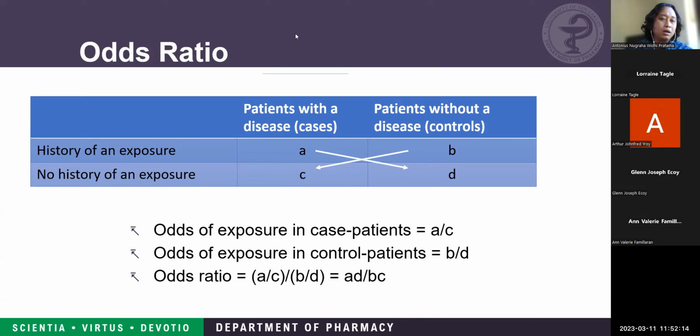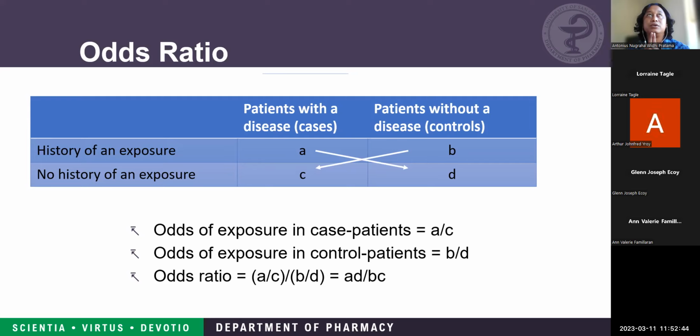There is a question from Ms. Micah. May I ask again, in what instances do we need to compute the odds ratio? We need to compute the odds ratio because this is the main outcome from case control studies.